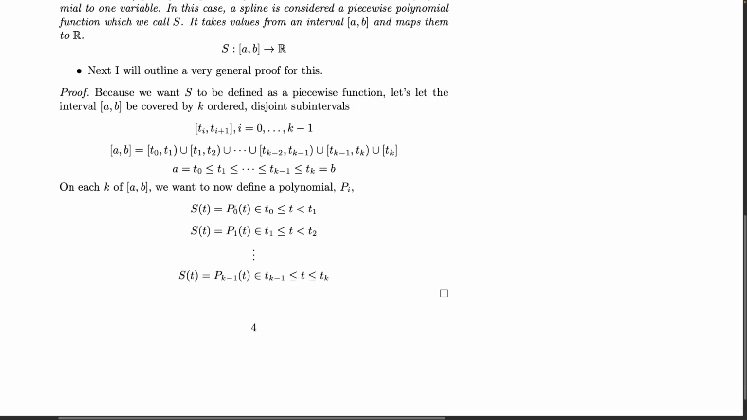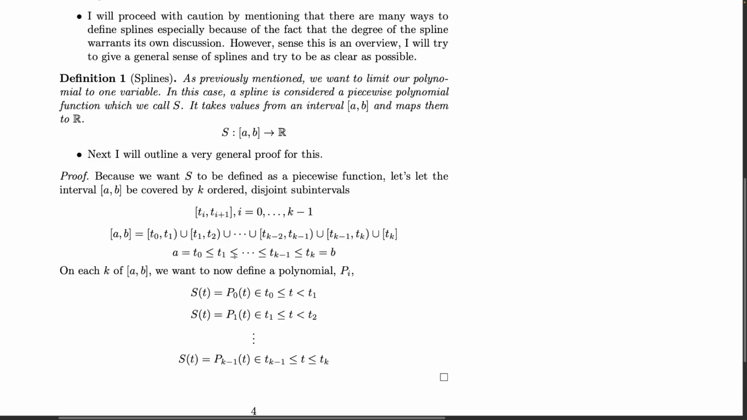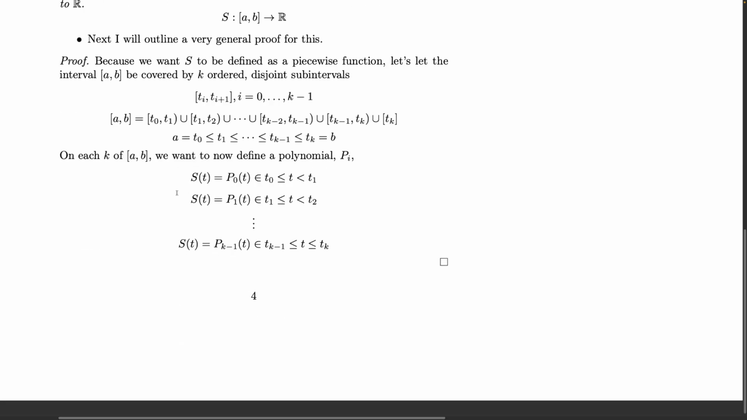So p naught is an element of the interval t naught to t1. P1 is an element of the interval t1 to t2, and that goes on and on for the k minus 1 case, which would be part of, well, you guessed it, the interval t sub k minus 1 up to t sub k, as we showed up here. So this right here is our piecewise polynomial.